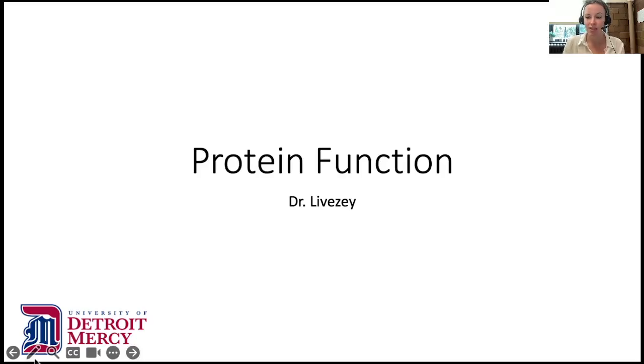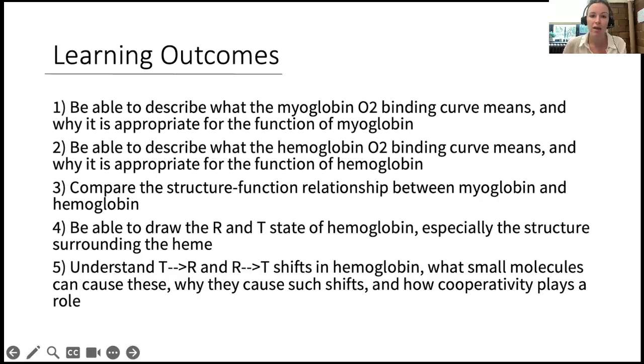Okay, folks, today we will talk about protein function. So we've talked about protein structure, and today we're really going to get into a specific example of how structure impacts function. A handful of learning outcomes for the day, some more important than others.